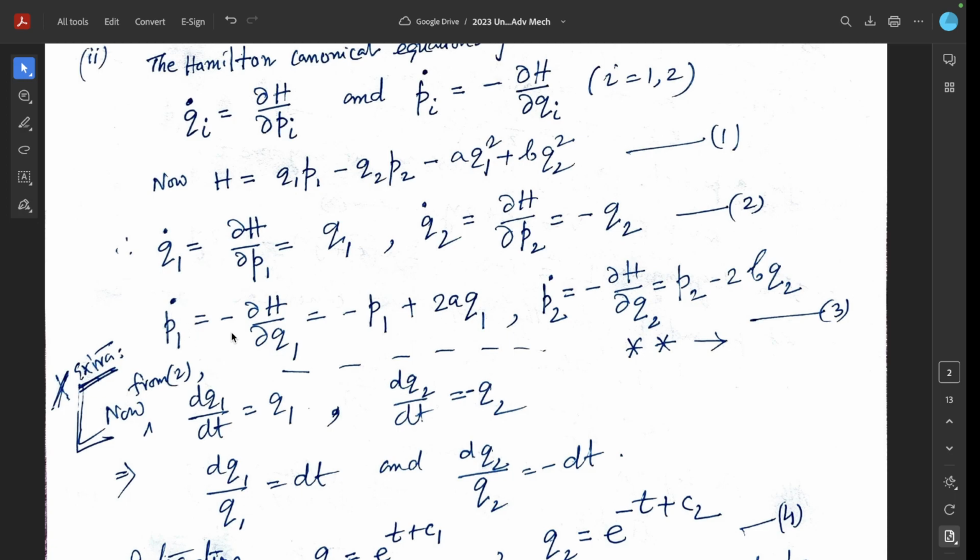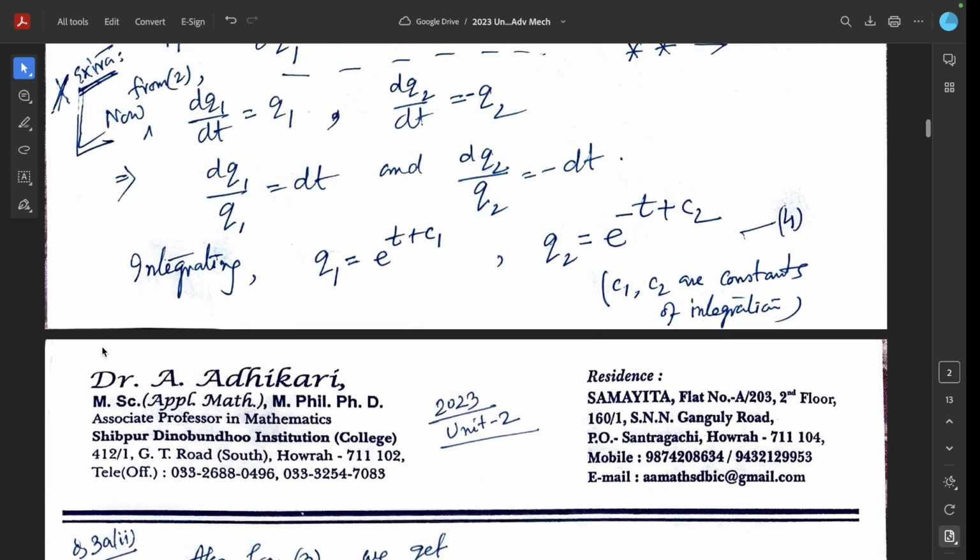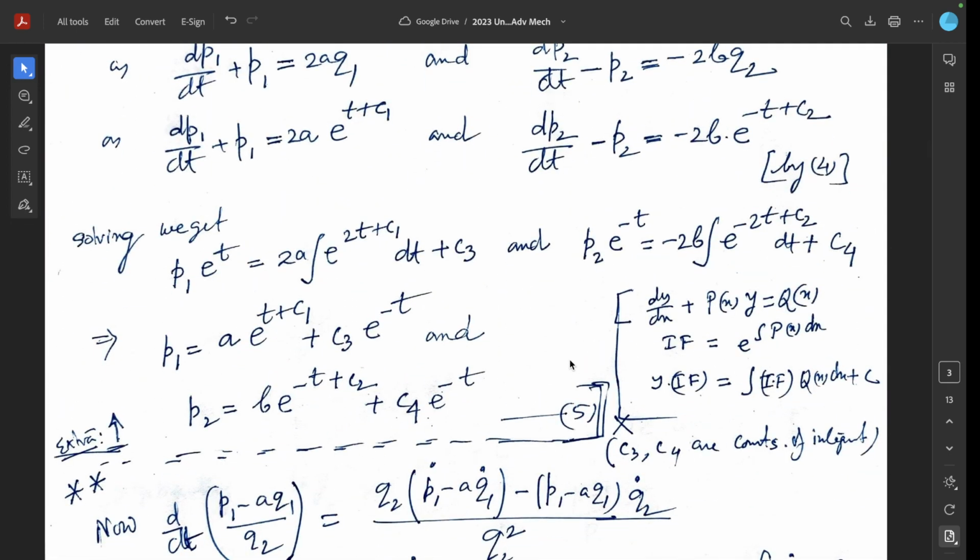p1 dot equals minus del H by del q1, so with respect to q1 this gives minus p1 plus 2a q1. p2 dot equals minus del H by del q2, which is equal to p2 minus 2b q2 from 1. And this part is extra, so avoid this part within the third brackets. Up to this portion is the extra portion, and actually we find here the values of P1 and P2.